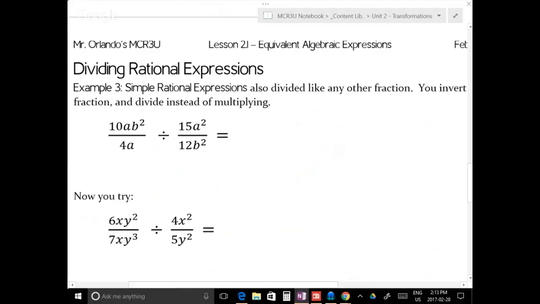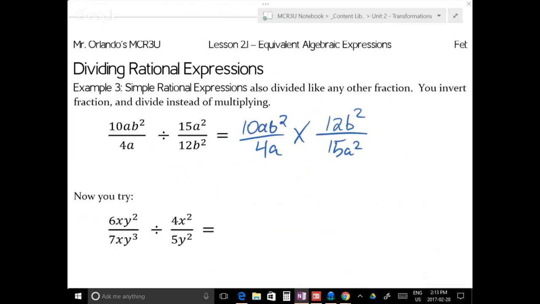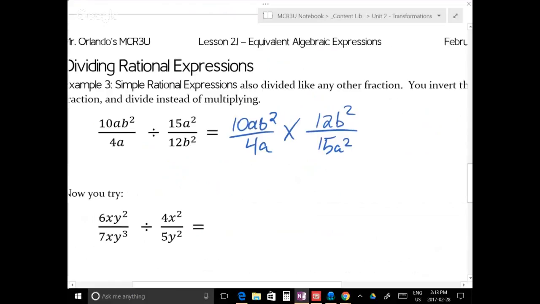But what we do is this. We rewrite the first fraction, and then the second fraction, we invert it. The bottom becomes the top, the top becomes the bottom. So what will I write for the second fraction here? 12b squared over 15a squared, a multiplication question. That's it. Any division question, the first thing you do, just make it a multiplication question, and then go. That's the whole trick. You invert and you multiply.